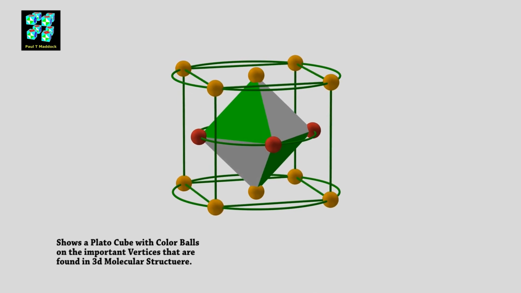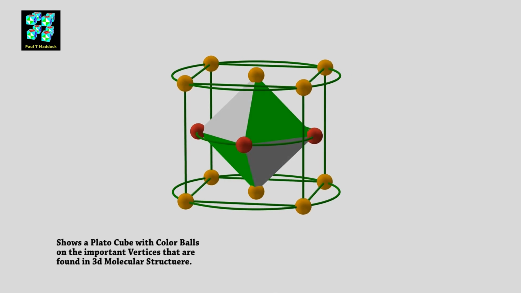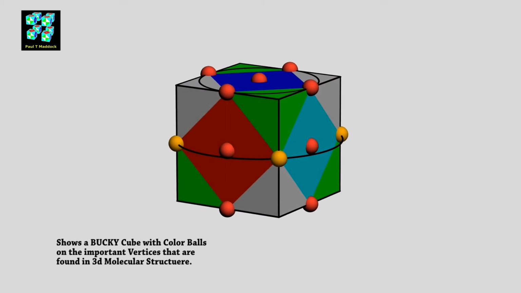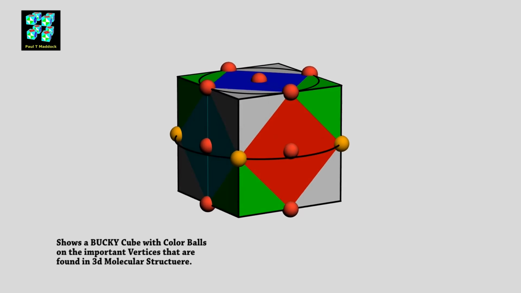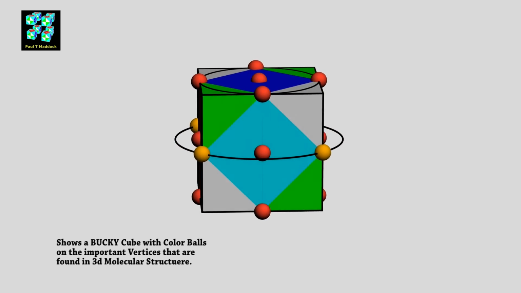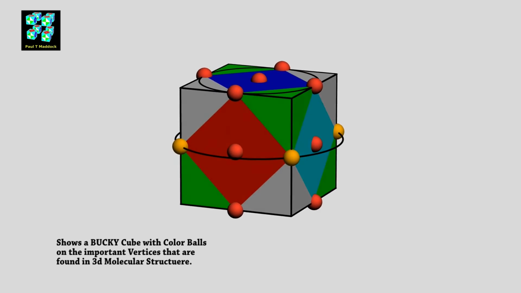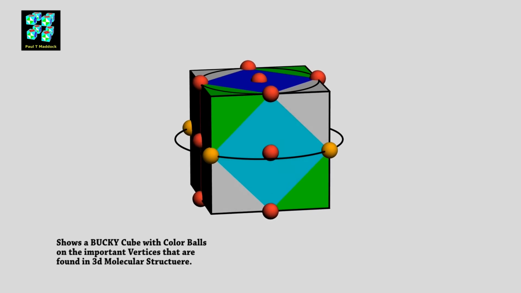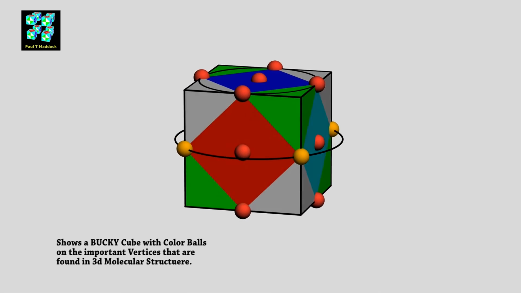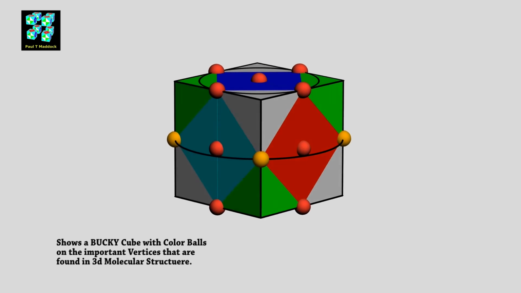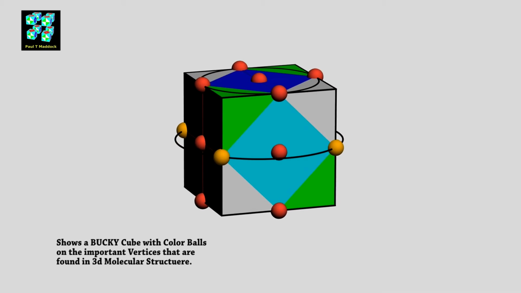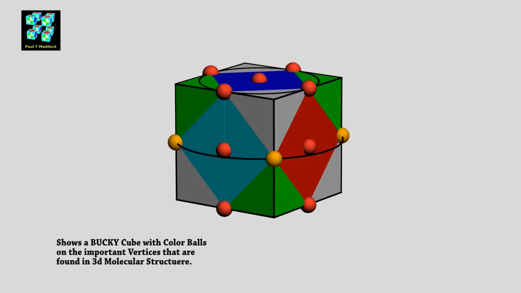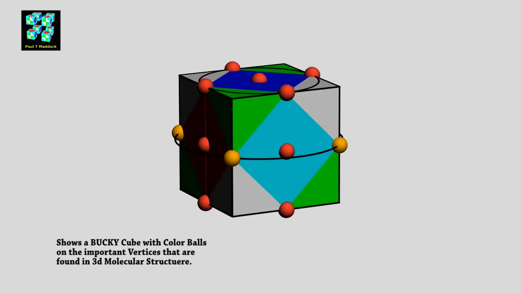Now we have the Bucky cube. So let's take a look at the Bucky cube. If you have 4 Plato cubes, you'll find a Bucky cube in the center. And if you have 4 Bucky cubes, you'll find a Plato cube in the center. Now I explained this in my videos, and these are going back 14 years, but the videos are still there on my channel. Anyways, let's get back to the Bucky cube.